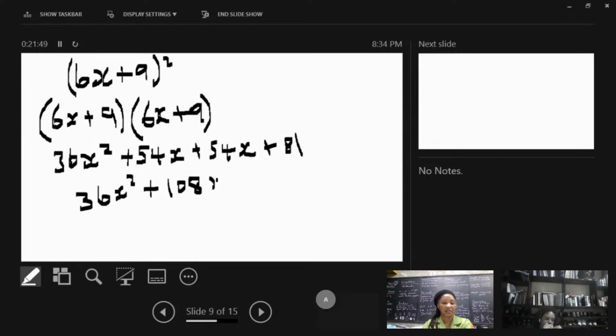All right, check it. Okay, so it's a squared plus 2ab plus b squared. So 6x squared is 36x squared. And 2 times a times b, so 54x times 2 is 108x, and b squared would be 9 squared, so that's positive 81. So yes, it's right.